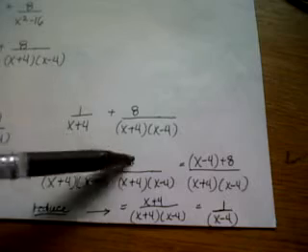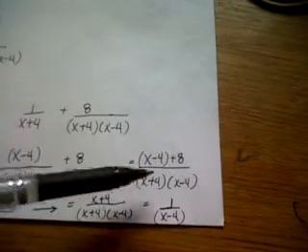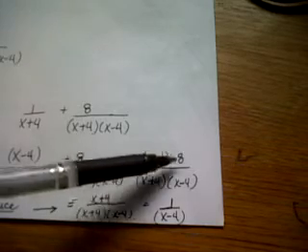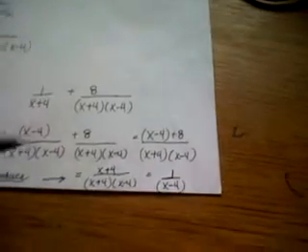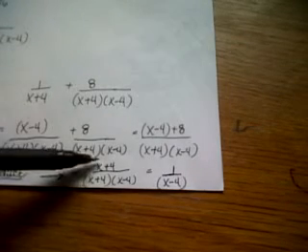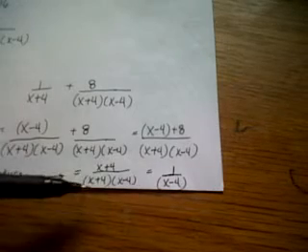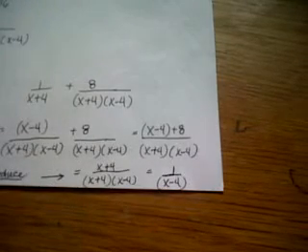Now I can add my numerators because I have a common denominator. When I add these numerators, I get x minus 4 plus 8. Well, I can go ahead and add those. And x minus 4 plus 8 gives me x plus 4. But then I notice I have an x plus 4 on the top and an x plus 4 on the bottom. So I can cancel those out and I get 1 over x minus 4.